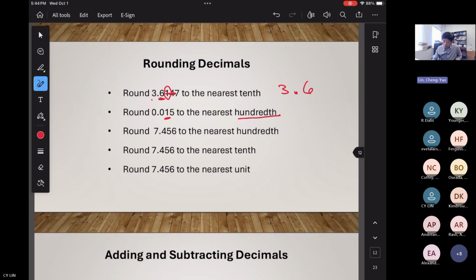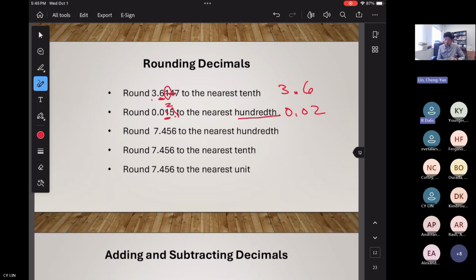So we want to use the next number to examine. The next digit would be 5. Is 5 less than or greater than 5? Equal or greater than 5. So we round it up, and the answer is 0.02. Are you with me? Yes. Can you do the next problem?